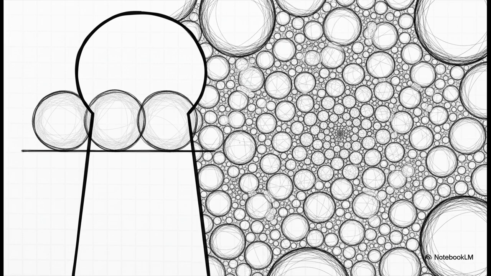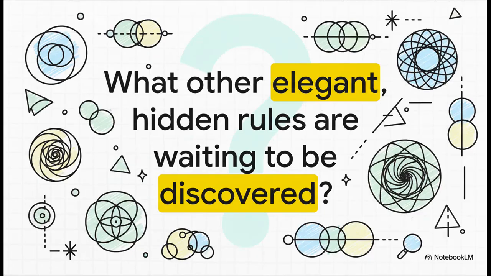So, what started as a simple drawing of some circles on a line turned out to be a window into this incredibly deep and elegant mathematical rule. A perfect, beautiful relationship, hiding in plain sight the entire time. And that really leaves you with a final thought, doesn't it? If a rule this beautiful can govern something as simple as a few touching circles, what other elegant, hidden patterns are just out there, waiting to be discovered in the world all around us?